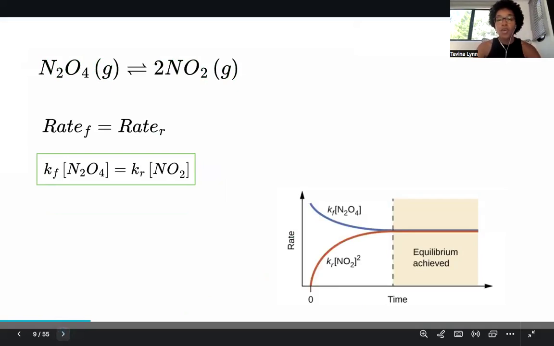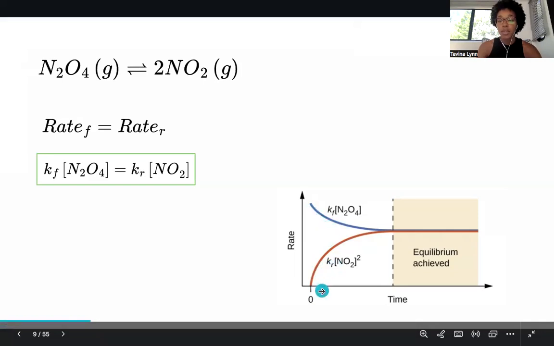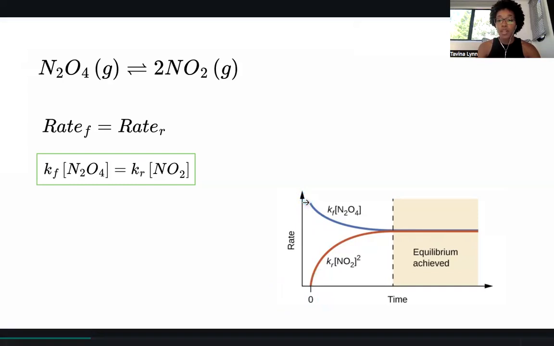So here I'm graphing and showing this, the rate. On our x-axis, we have time. On the y-axis, we have rate. The blue line here is showing the rate in the forward reaction, and the red line is showing the rate in the reverse reaction. Notice that the rate for our forward reaction starts higher and then it decreases until it plateaus.